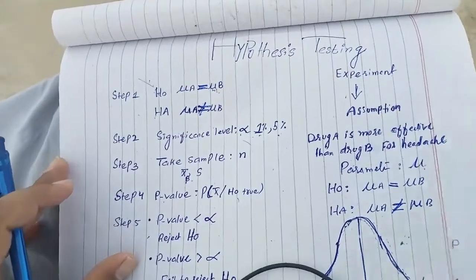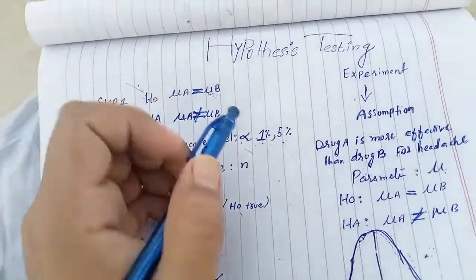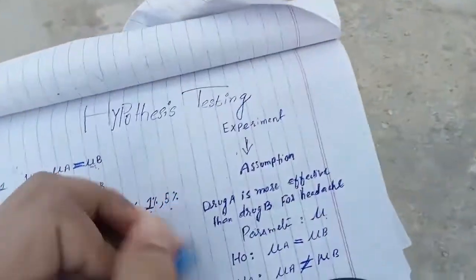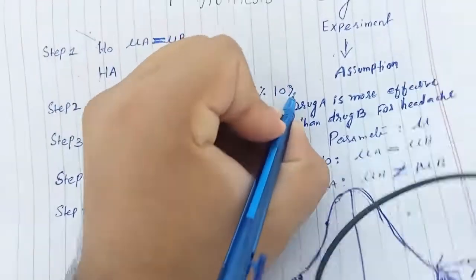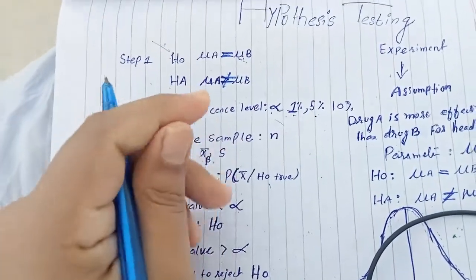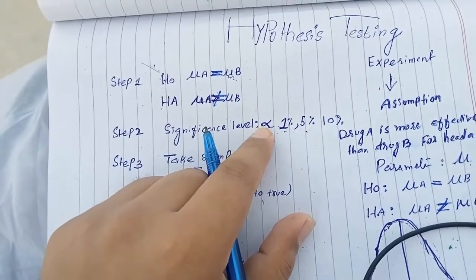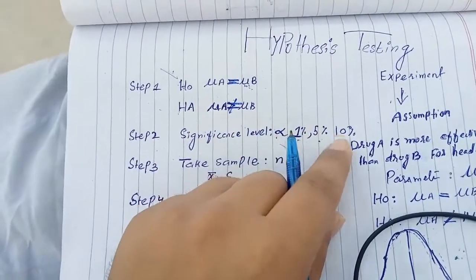The second step is the significance level. What is the significance level? It is always something like 1%, 5%, or 10%. We always set the threshold of the significance level, which is denoted by the Greek letter alpha. It will always be like 1%, 5%, or 10%.